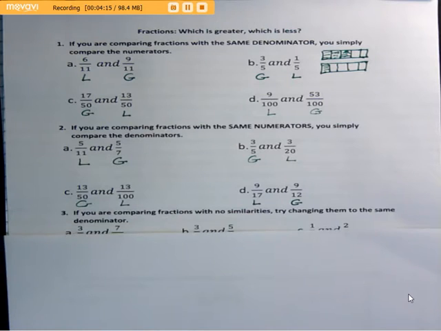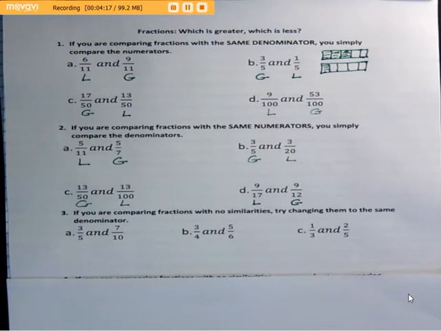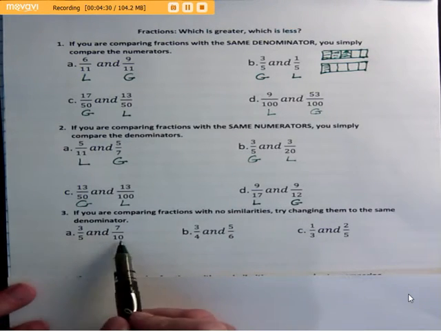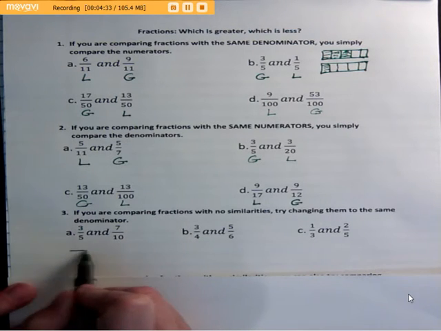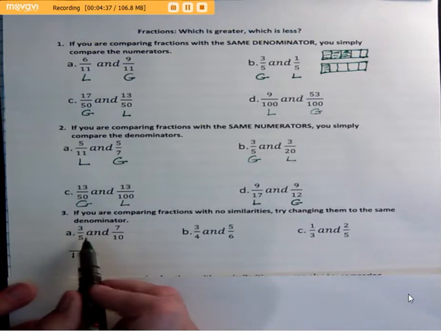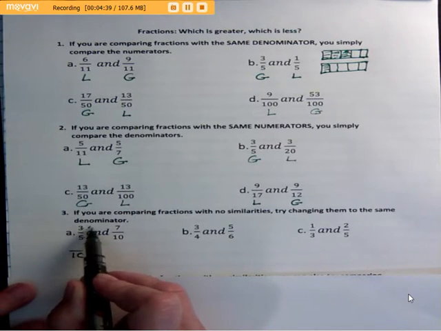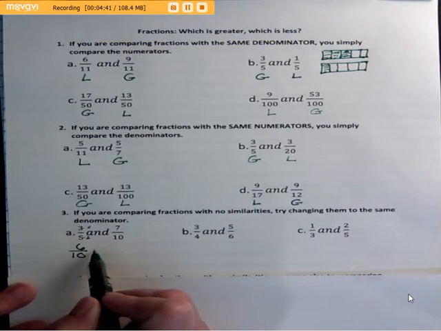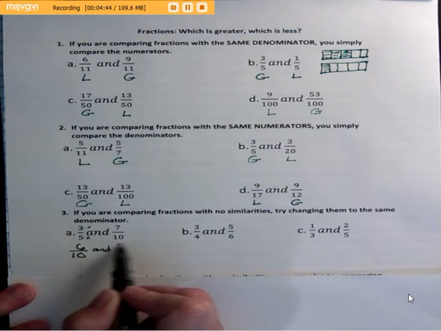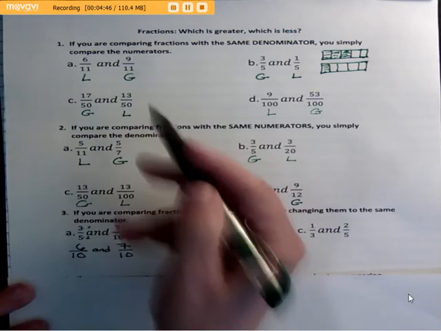What if you're comparing fractions with no similarities? In other words, look at our fractions here. They don't have the same numerators, they don't have the same denominators. In that case, you can try changing them to the same denominator. Sometimes it's very easy. You see how 5 could be made into tenths? That's a skill you've already practiced. If I made 3/5 into tenths, I'd be saying 5 times 2 is 10, so 3 times 2 is 6.